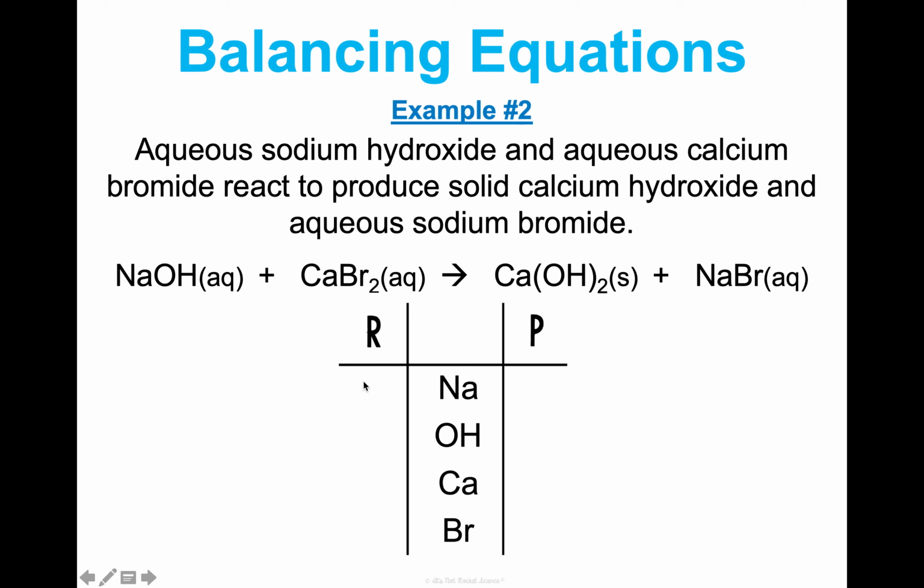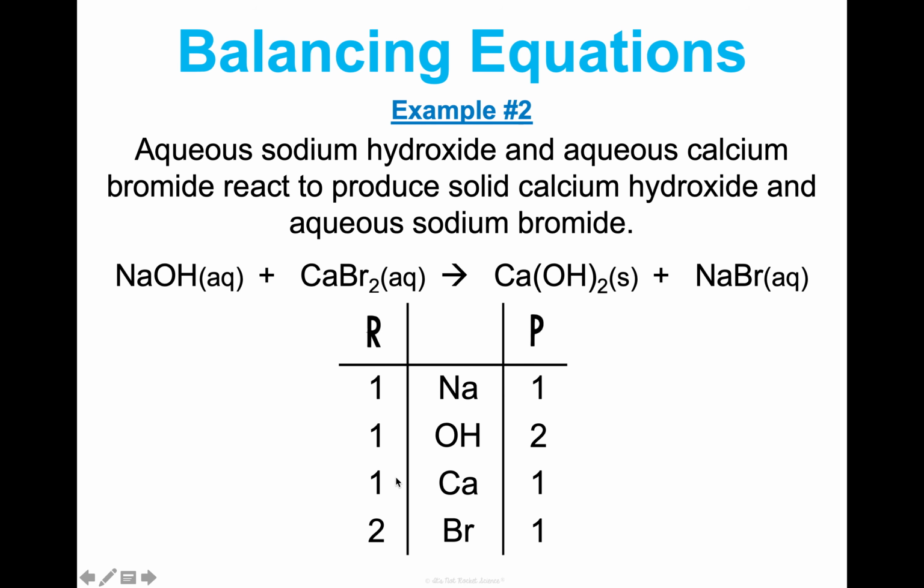Okay, now let's keep track of how much we're starting with of everything. On the reactant side, we got 1 sodium. On the product side, we've got 1 sodium. On the reactant side, we've got 1 hydroxide. On the product side, we have 2. On the reactant side, we have 1 calcium. On the product, we have 1. And then on the reactants, we have 2 bromines. And on the products, we have 1. So our sodiums are balanced and our calciums are balanced, but our hydroxide and our bromines are not.